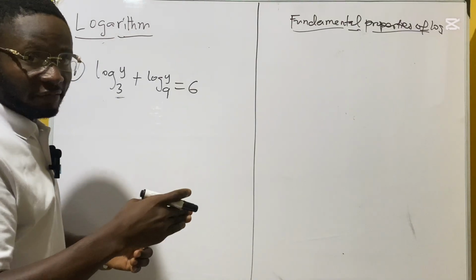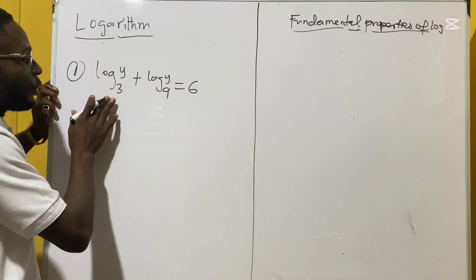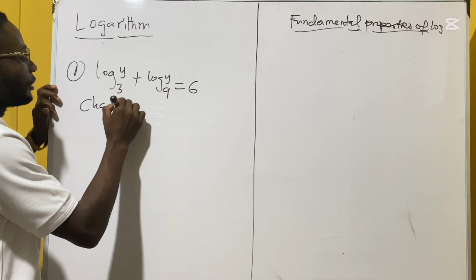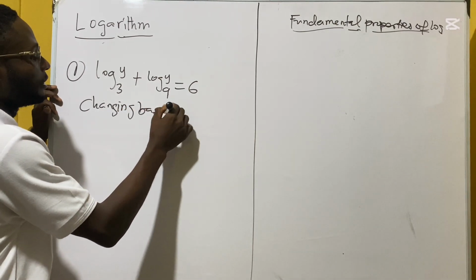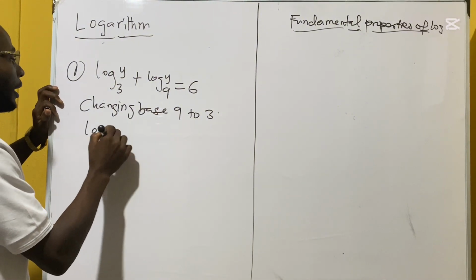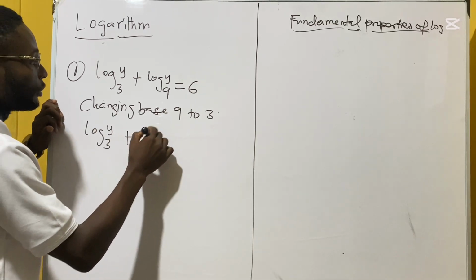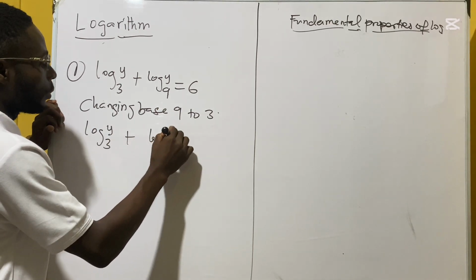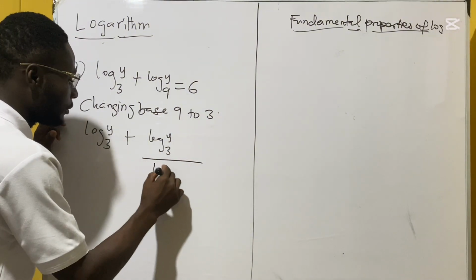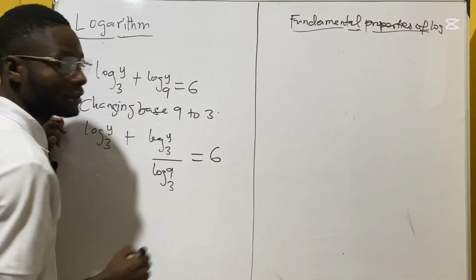So let's clarify the concept of logarithm. Over here, this means that we have to change the base from 9 to base 3. Applying the logarithm change of base property, this is going to be log y base 3 over log 9 base 3, and that is equal to 6.